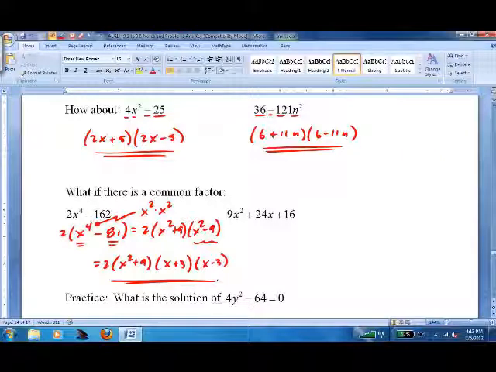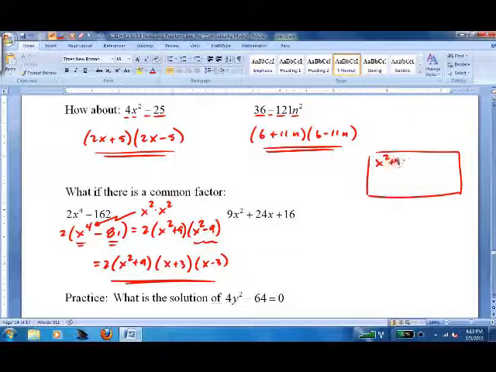And just as a reminder, what is x squared plus 9? Doesn't equal anything. It is prime. You cannot factor it anymore.